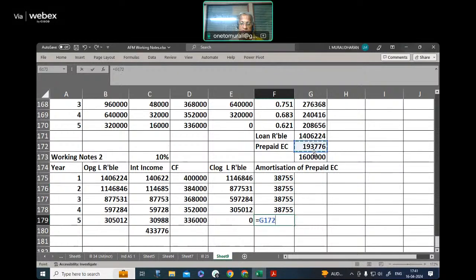From this, we are expected to deduct whatever we have just done. So 1 rupee adjustment that we got to do. So 193,776 is getting adjusted. This minus this should give you 240,000, which is nothing but 16 lakhs into 5%.